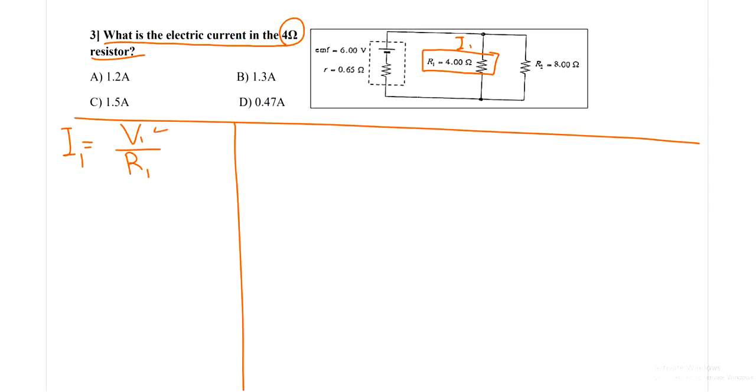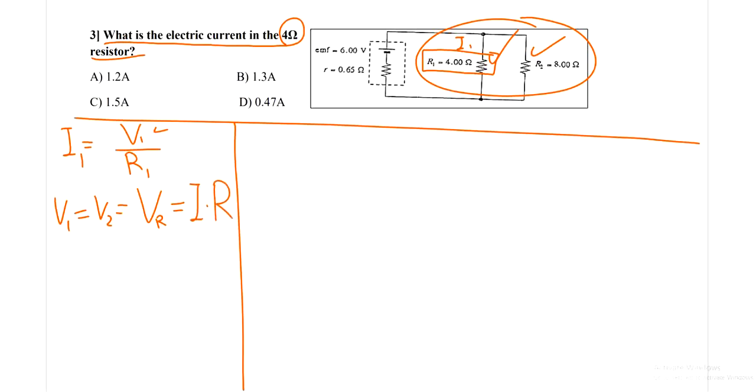V1 is the potential difference in here, which is the same in R2 because they are in parallel, right? So V1 equals V2, which equals the potential difference in all this part, which we call the terminal potential difference. How to find the terminal potential difference? It's actually the current multiplied by the load, which is the external resistance.